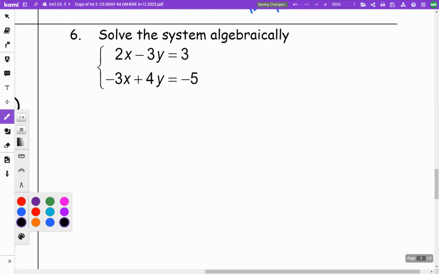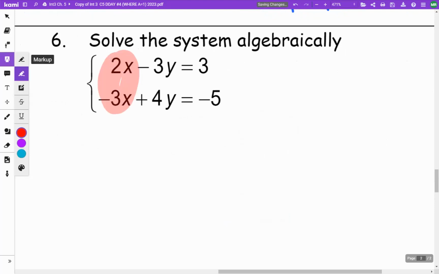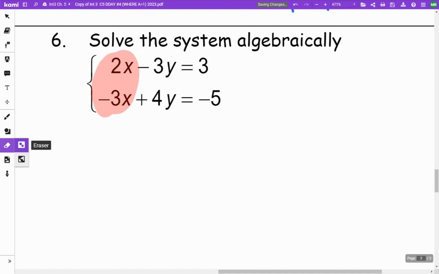On number 6, we're solving a system algebraically. So we are going to use elimination. We are either going to try to eliminate our x's, which means we'll probably be trying to get a 6 and a -6, or our y's, and I would say we'd be trying to get either a 12 and -12. I think I'm going to deal with my x's because that's just going to be smaller numbers. So my goal is to eliminate my x's.